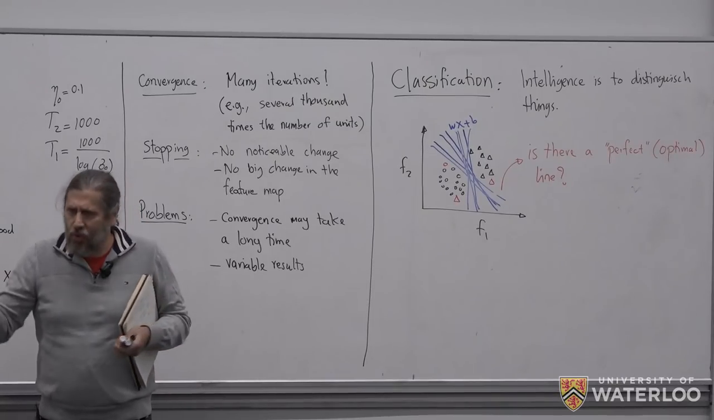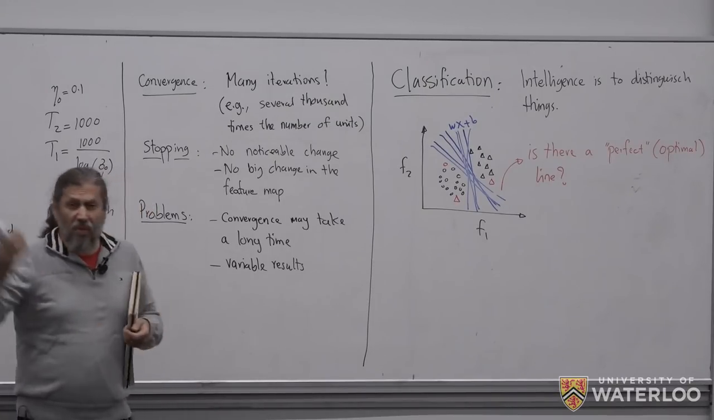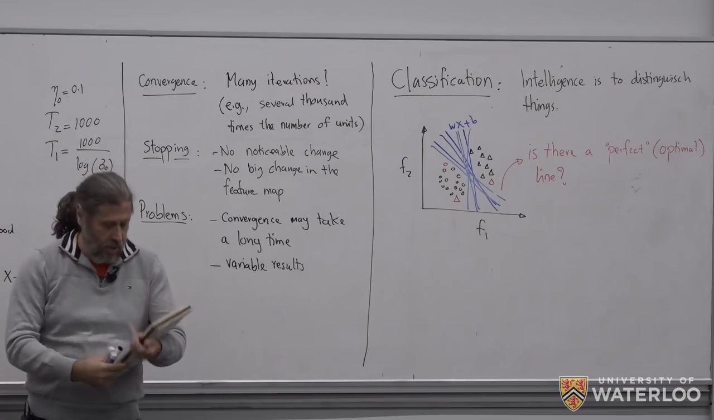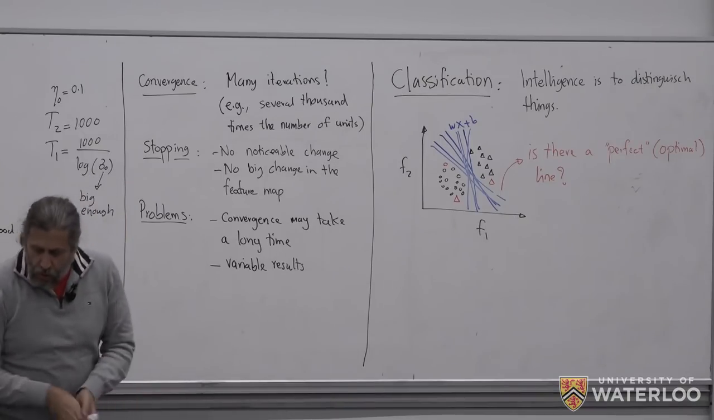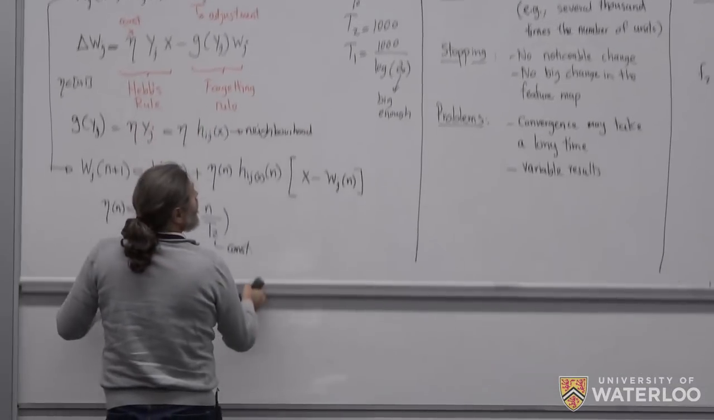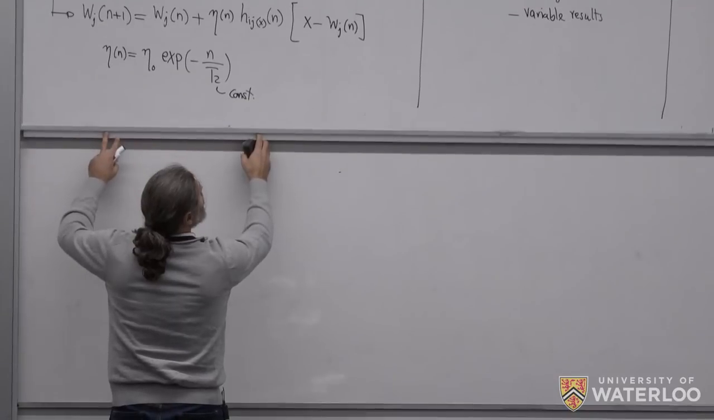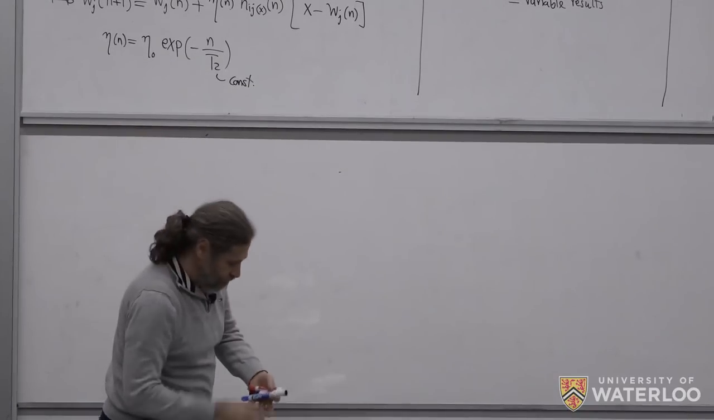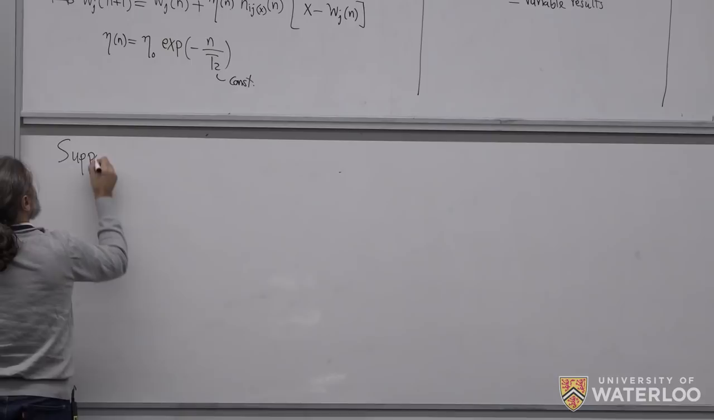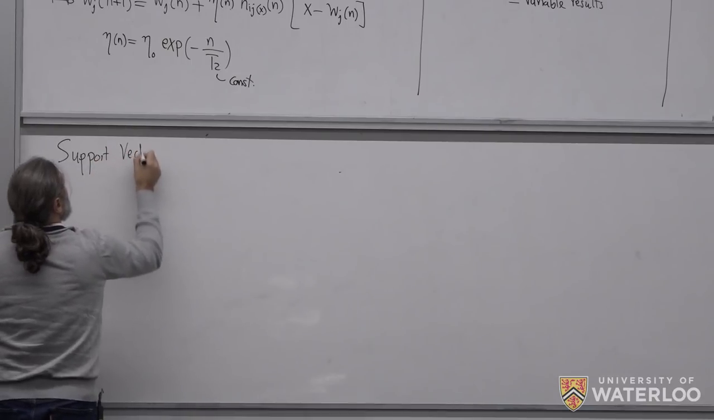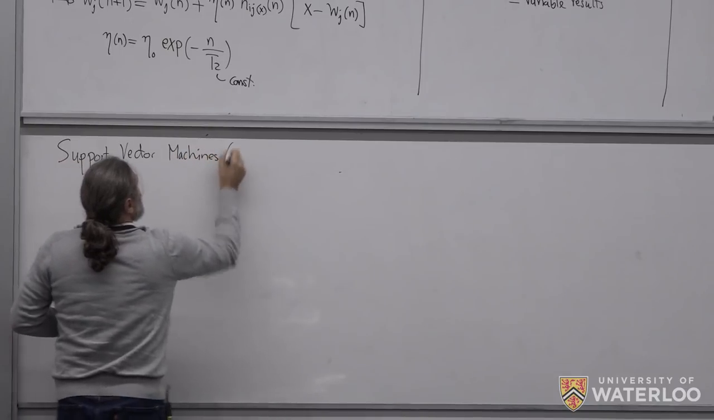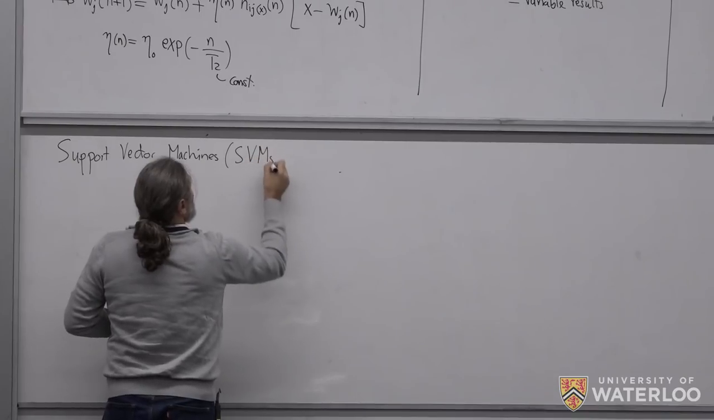So how do we do that? Well, we want to start with the best classifier we have before we get to the ones that need a lot of training. And of course, that best classifier is support vector machines. Okay. So we want to talk about support vector machines, or SVMs, or SVM.